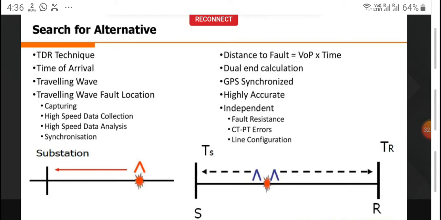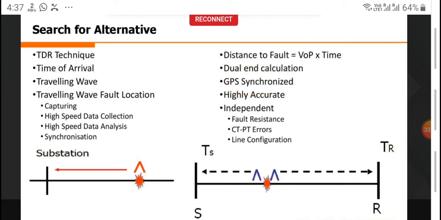Now, as it is clear to you, it is a dual-end calculation. You have to have a detection system at both ends of the line. Then you need to have GPS synchronization. Now, what is this GPS synchronization and why is it required? Because as we saw earlier, in time of arrival, you calculate the difference of the time of arrival of those pulses. So in that case, you require GPS synchronization. There will be a GPS system connected with your acquisition system at both ends, and they will be time synced. GPS does not require an introduction in itself, right?